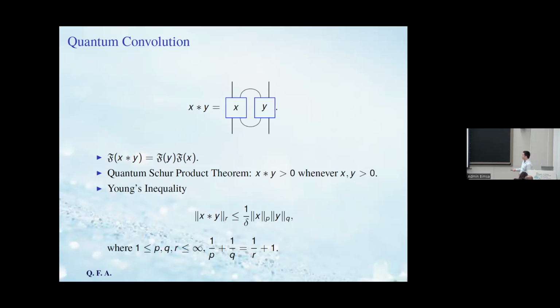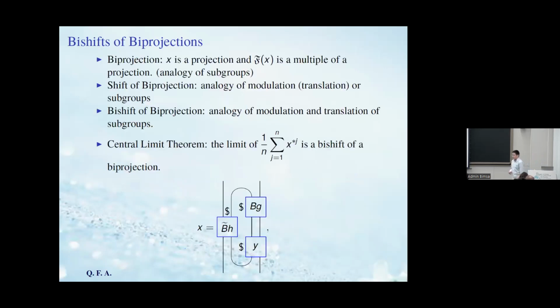But we don't have a good reverse Young inequality now, because it's non-commutative and hard to handle. Once we get the extremizers of this inequality, we get some analog of the Gaussian function. So we have the bishift of biprojection, and the bishift of biprojection actually is the extremizer of the Hausdorff-Young inequality and the Young inequality. So it's quite analogous to the Gaussian functions.